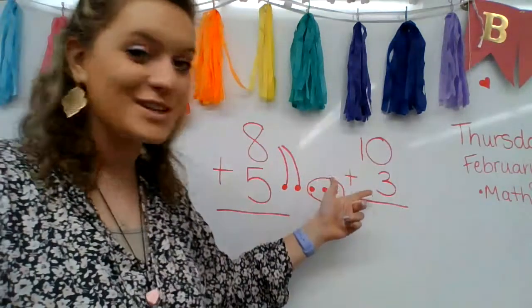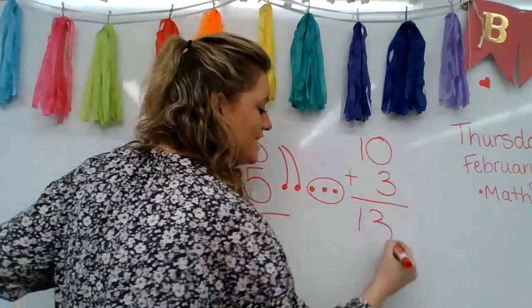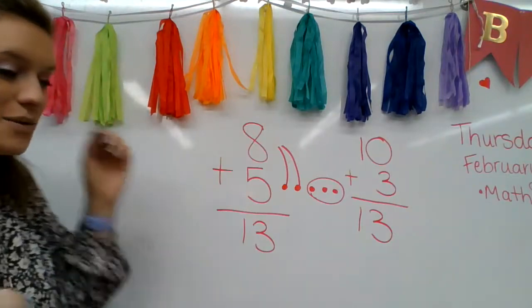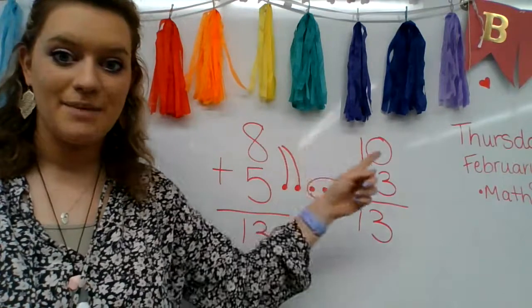So now, while we're thinking, 10 plus 3 is quick. 10 plus 3 equals 13. So what is 8 plus 5? It's also 13. So we used our 8 plus 2. We took those 2 ones and took them up there so that they could make 10.